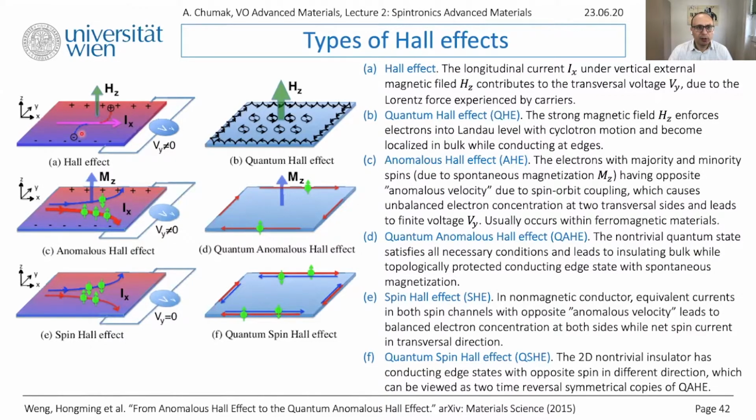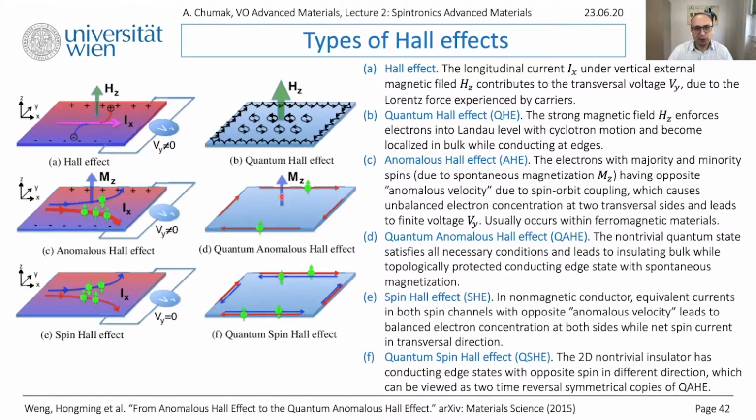So here you have features typical for Hall effect and for spin Hall effect together. And then there are next steps. If you go more deep, you can speak about quantum anomalous Hall effect, which should have a magnetic material.